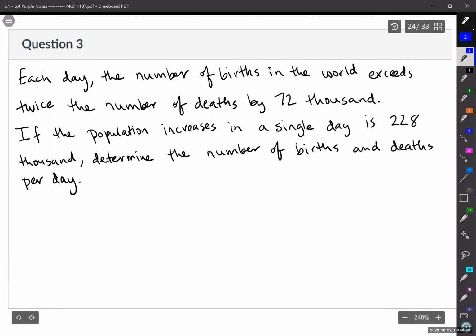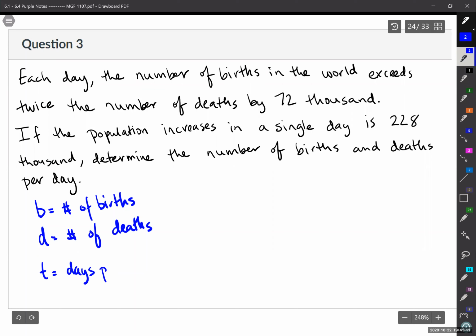So I'm going to say, let's let B be the number of births. Let's let D be the number of deaths. And let's let T be the day. Days passing. I'm not particularly sure I need the T yet. I'm just writing that down because I realize that is changing.